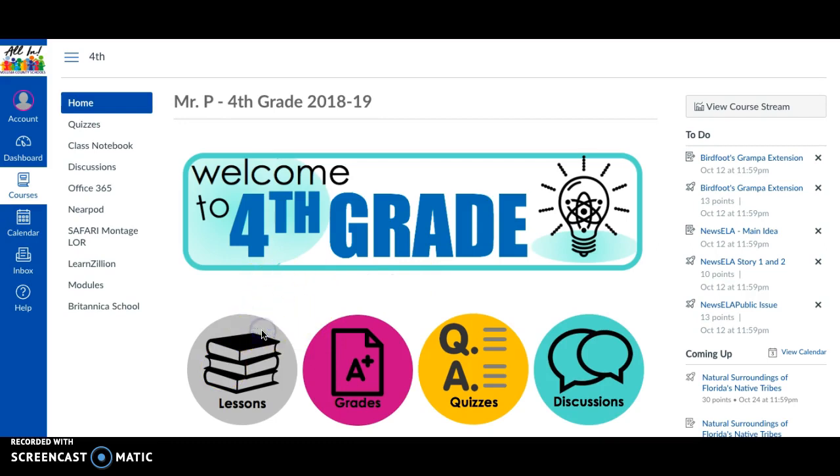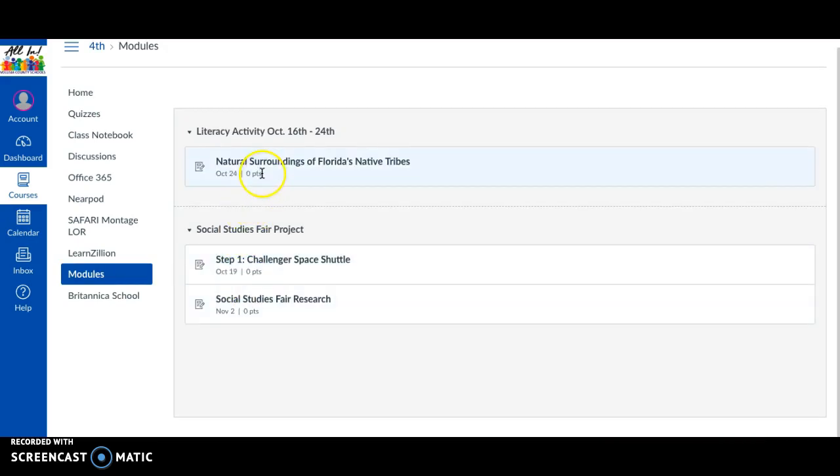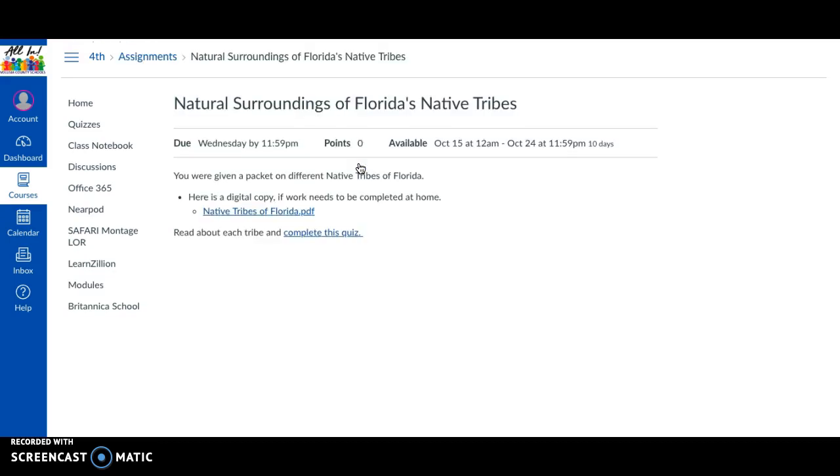I'm going to be showing you what we're working on in Canvas. So first we go to lessons, and then after we go to lessons, we are going to work on either the Native Tribes or the Challenger Space Shuttle. The Native Tribes is due on Friday, and the Challenger Space Shuttle was due last week.